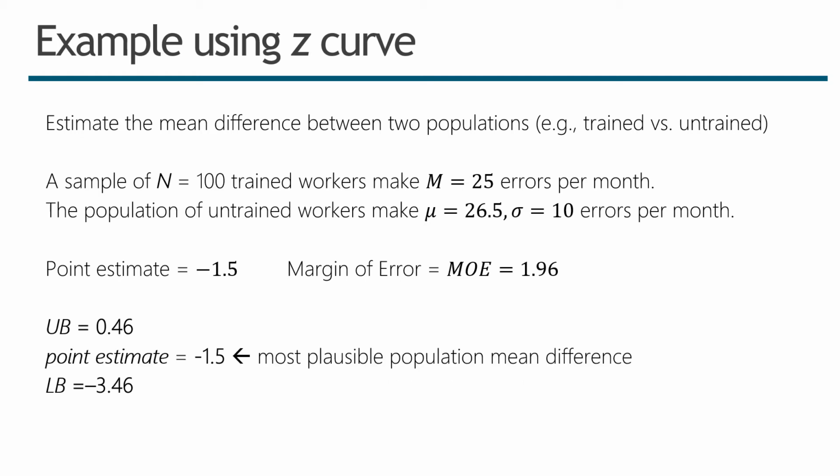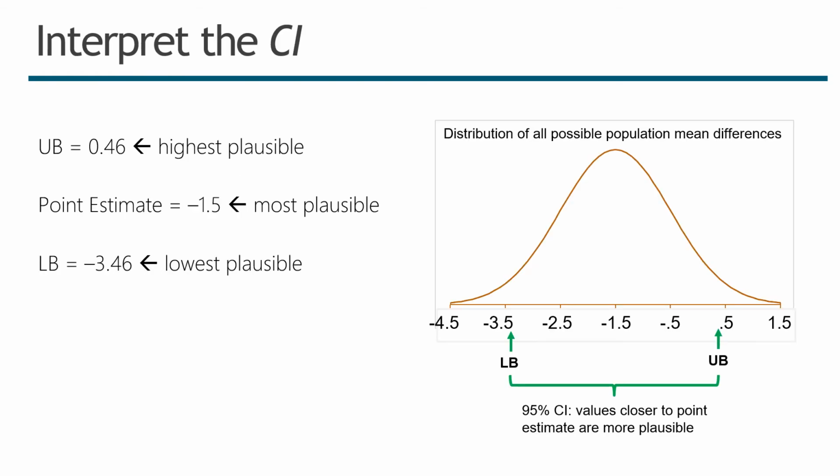And as will always be the case, the point estimate is exactly in the middle of the upper bound and lower bound values, and it is the most plausible mean difference in errors committed by these two populations in a month. The figure on the right of your screen will help you visualize why the upper bound is the highest plausible mean difference, why the point estimate is the most plausible, and why the lower bound is the lowest plausible value. The curve on the right is the distribution of all possible mean differences.